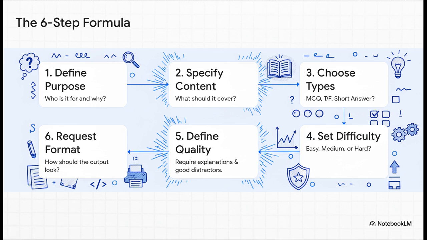Step 5, define your quality standards. This is where you tell the AI to include those brilliant, plausible distractors, and this is so important, to provide explanations for the correct answers. And finally, step 6, tell the AI exactly how you want the output. As a simple list, a table you can copy and paste. Follow these 6 steps, and you're going to be blown away by what you create.